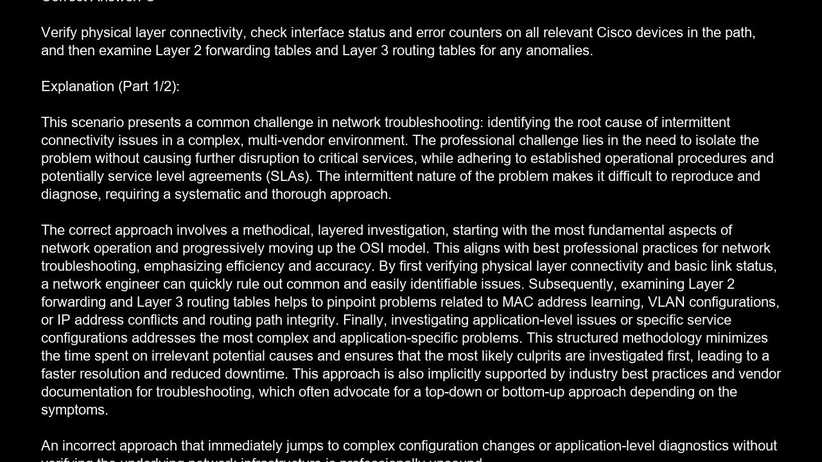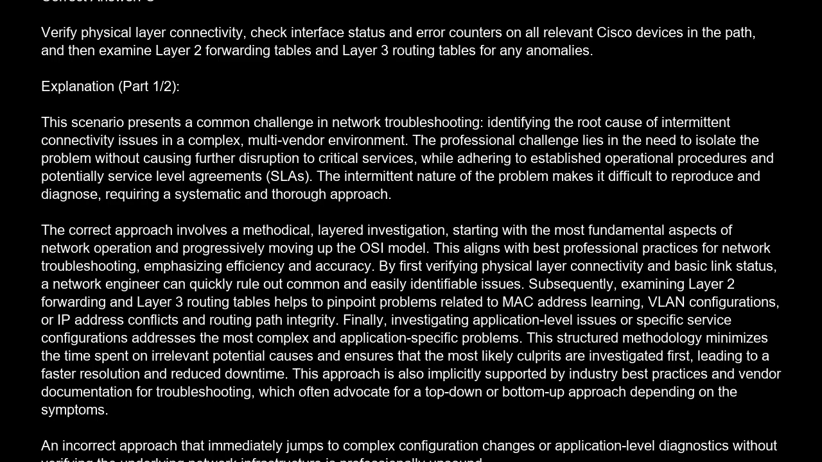The correct approach involves a methodical, layered investigation, starting with the most fundamental aspects of network operation and progressively moving up the OSI model. This aligns with best professional practices for network troubleshooting, emphasizing efficiency and accuracy. By first verifying physical layer connectivity and basic link status, a network engineer can quickly rule out common and easily identifiable issues. Subsequently, examining Layer 2 forwarding and Layer 3 routing tables helps to pinpoint problems related to MAC address learning, VLAN configurations, or IP address conflicts and routing path integrity.